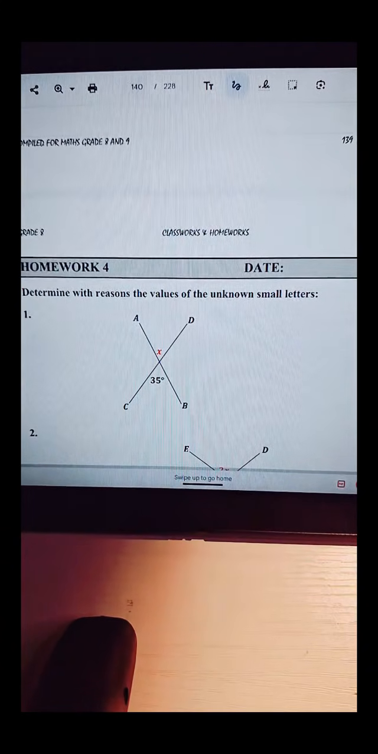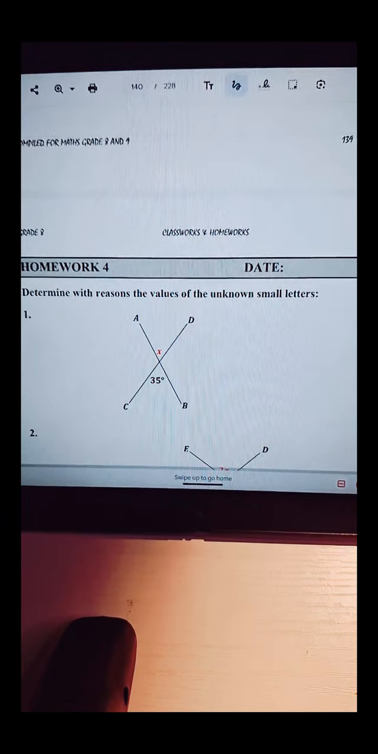Okay, let's go, guys. Here's another one. What's the value of x? My people. And provide reason. Determine, with reasons, the values of the unknown small letters. Come on, guys, let's go. It should be straightforward for you all. Let's go, let's go. Am I trusting you guys too much?